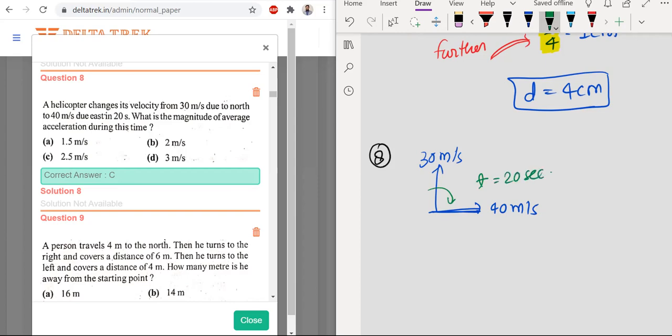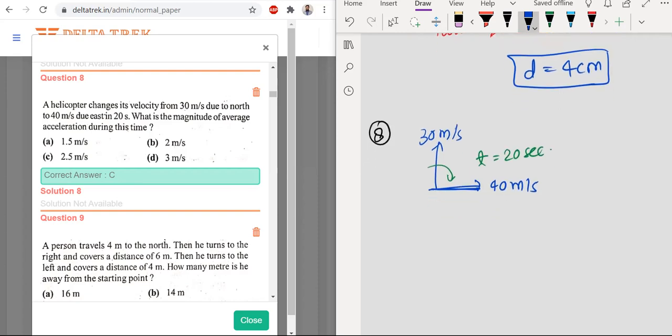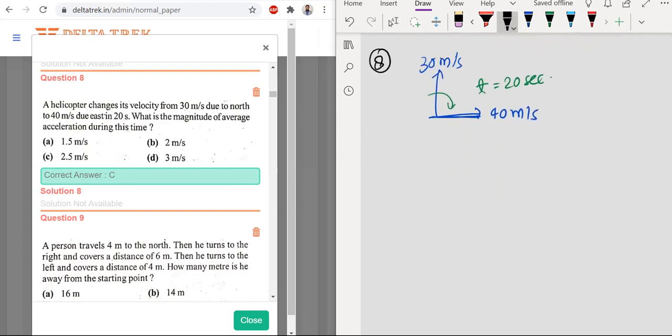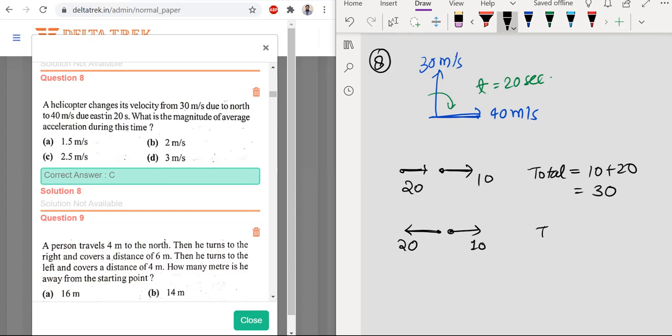Now what is the problem? I explained it earlier. Suppose two things are like this. This is 10, this is 20. So what will be the total? It will be 10 plus 20, which is 30. But what will happen if 10 is there and 20 is in the opposite direction? Because of the opposite direction, I'll subtract: 20 minus 10. The answer will be 10.